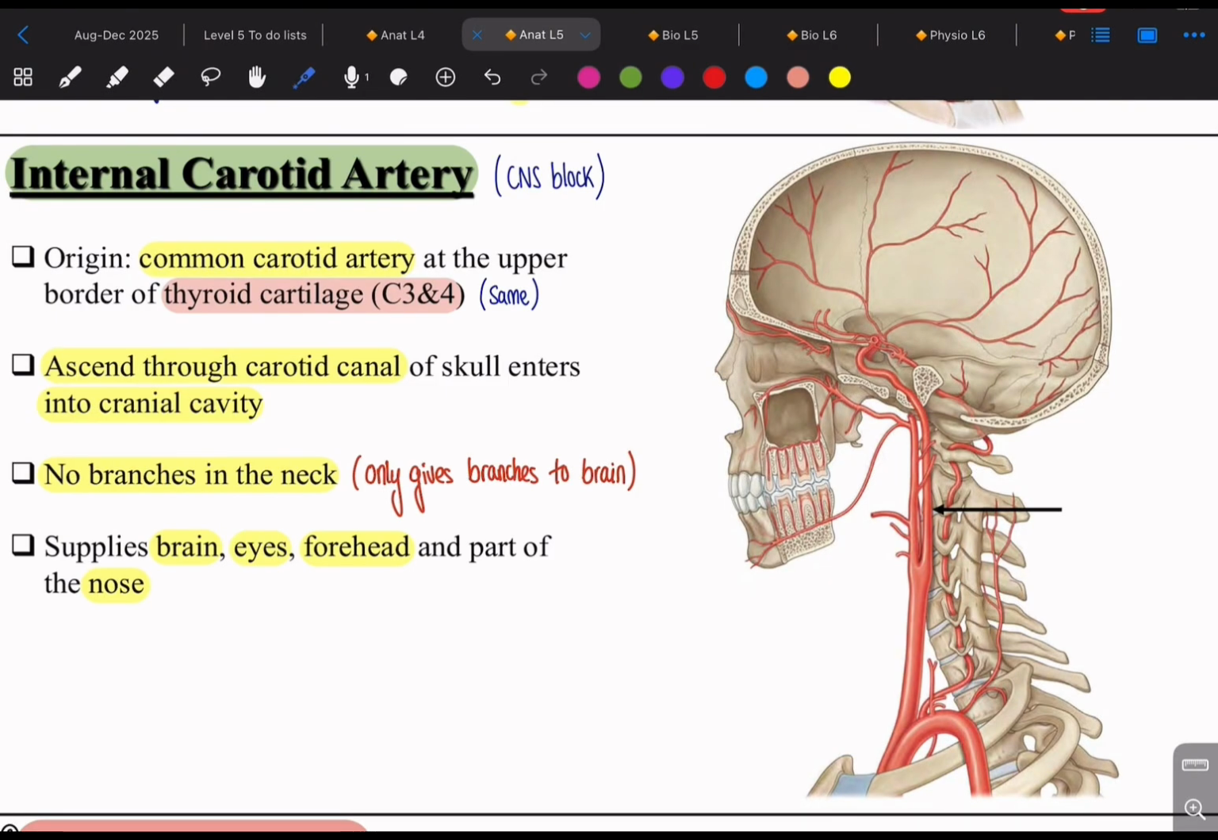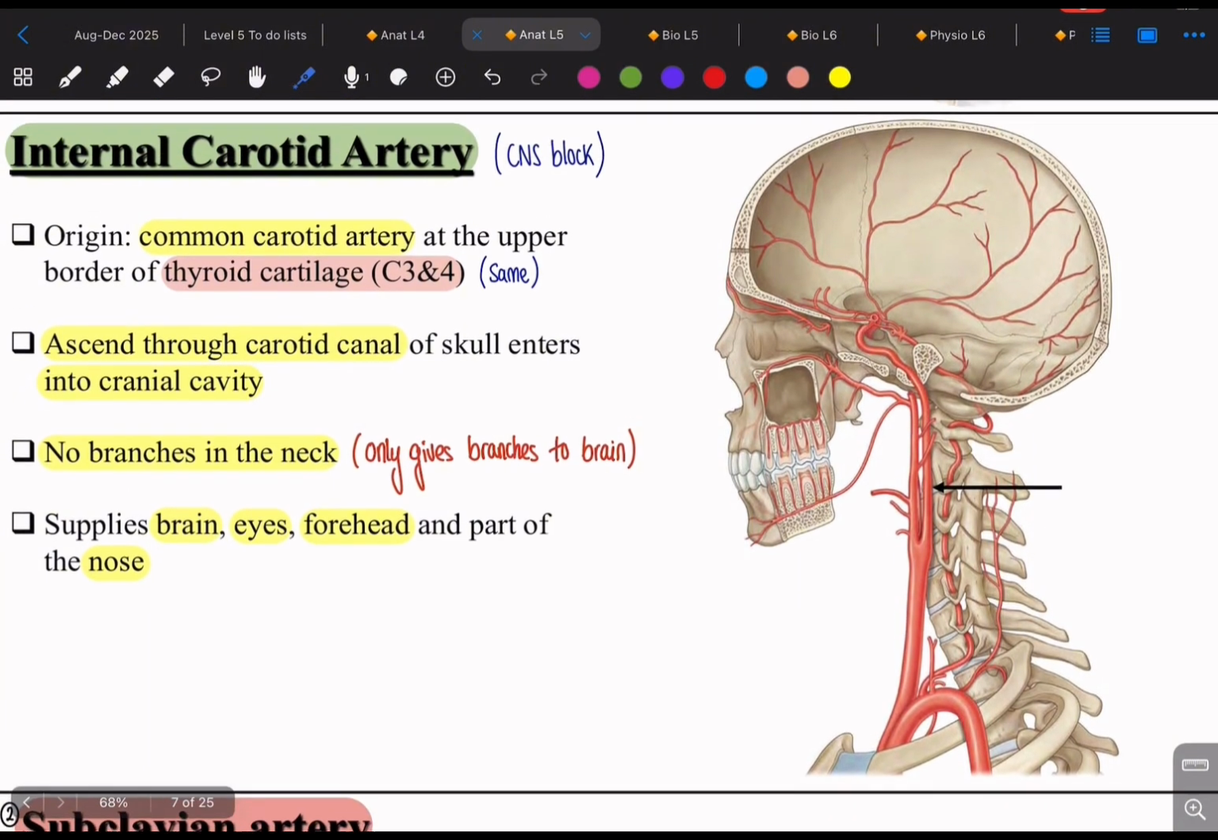Okay, so it's not going to give any branches to the neck. This is a very important point. So an internal carotid artery only gives branches to the brain, and some branches go to the face. Okay, but in general, it doesn't give any branches to the neck. So some of the examples of the areas where the internal carotid artery supplies are the brain, of course, and then the eyes, forehead, and part of the nose. Okay? We don't need to know them in detail, as I said. We're going to mention them in the CNS block, inshallah.